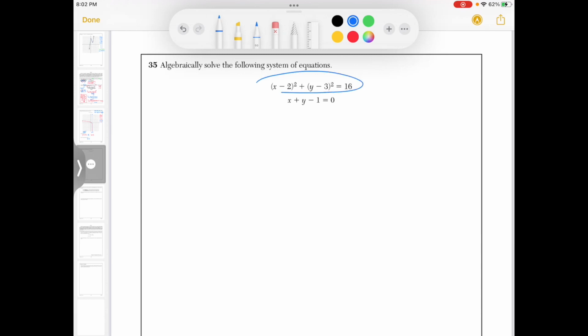So I'm hoping it's pretty obvious that I'm not going to want to solve this one for a variable, because that is a disaster of an equation. Hopefully we're recognizing it's a circle. If not, we need to study our circle formula. But anyway, that's a little side note.